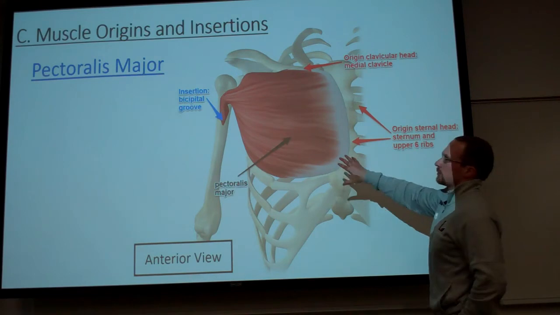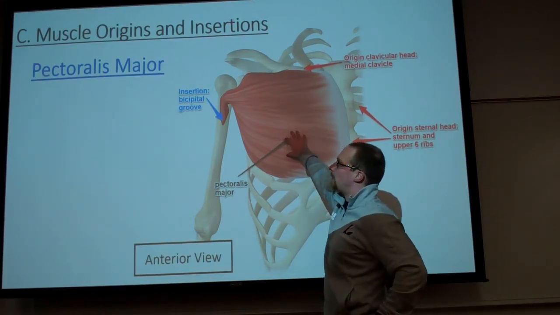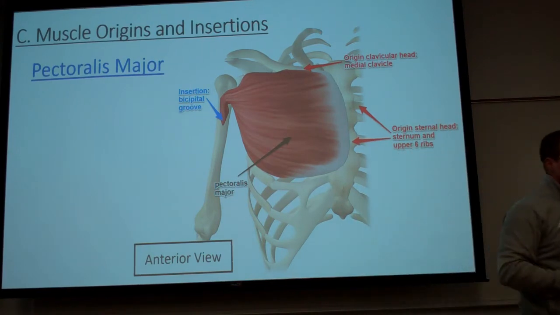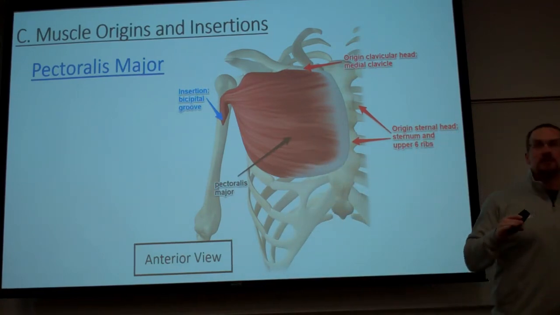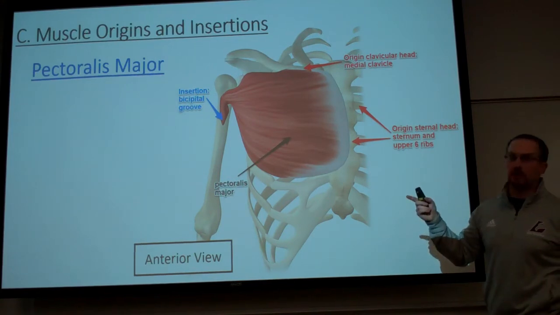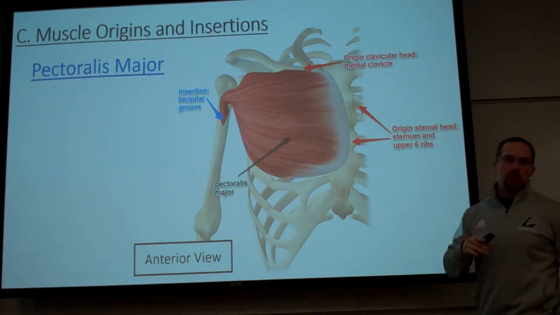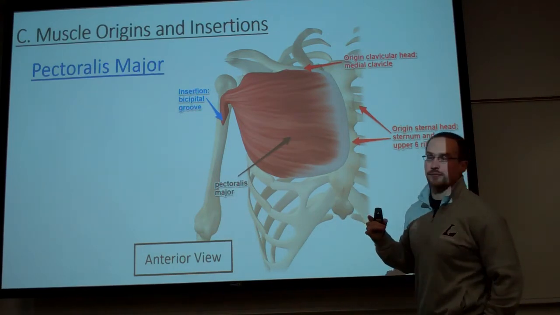Pectoralis major. Big old chest muscle. Big old chest muscle. This is the one that we see. This is the one bodybuilders talk about a lot. You will need to know origin and insertions for this. I'm not going to get super picky to tell me which one the clavicular head goes to, which one the sternal head goes to.